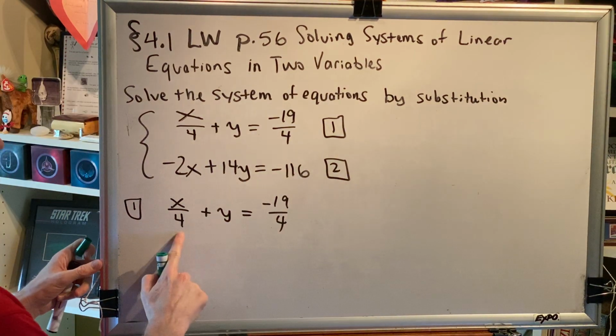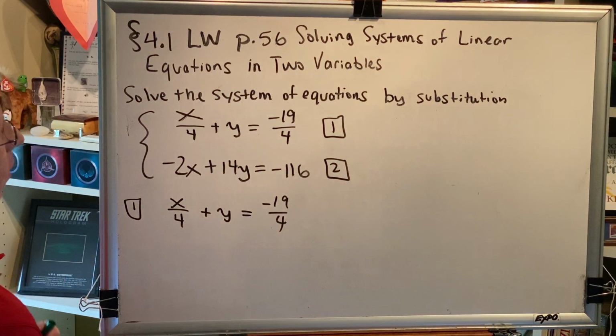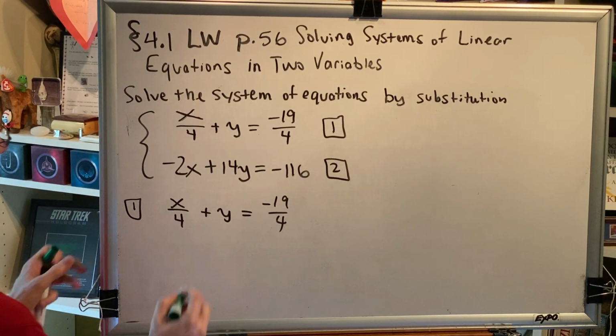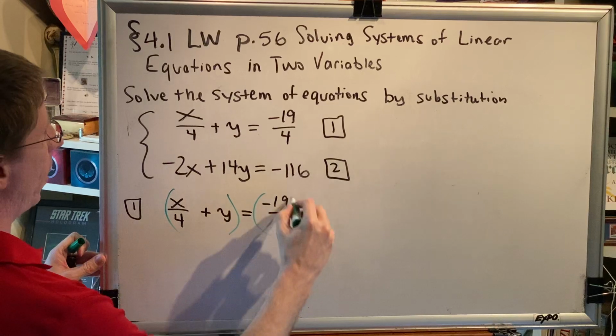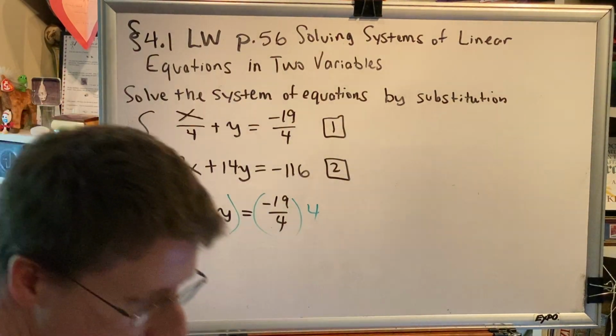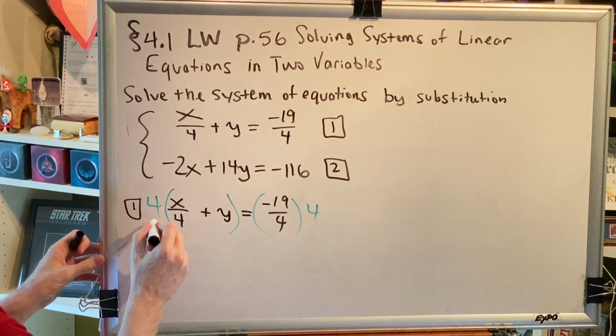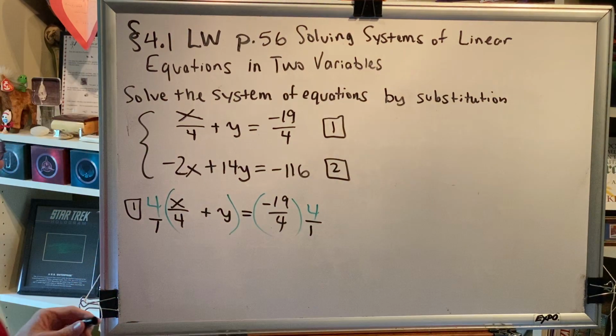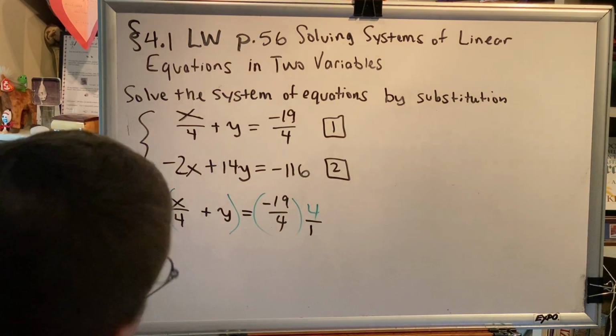Okay, so we notice that our denominator is 4 here and here. This y does not have a denominator. So our least common denominator is 4. So I'm going to multiply both sides by 4. Now 4 is the same as 4 over 1. And if that becomes convenient for me at any point during my simplification step, I will remember that.